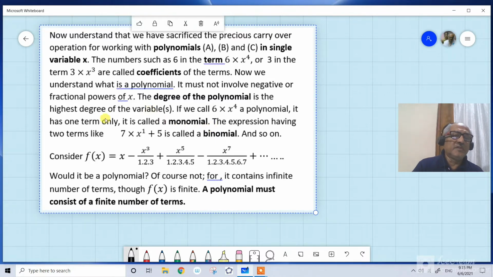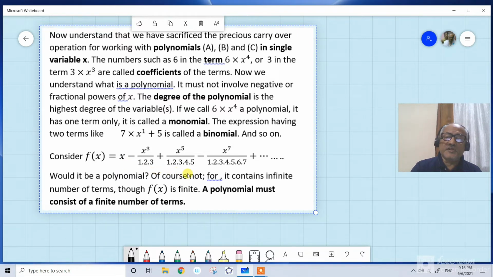Take an example. Consider fx some function of x is x minus x cubed by 1 into 2 into 3 plus x fifth by 1 into 2 into 3 into 4 into 5 minus x7 by 1 into 2 into 3 into 4 into 5 into 6 into 7 dot dot dot up to infinity. Actually, this fx is a finite number for any x. Even then, there are infinite number of terms. This actually stands for sin x. You will know after one or two grades.